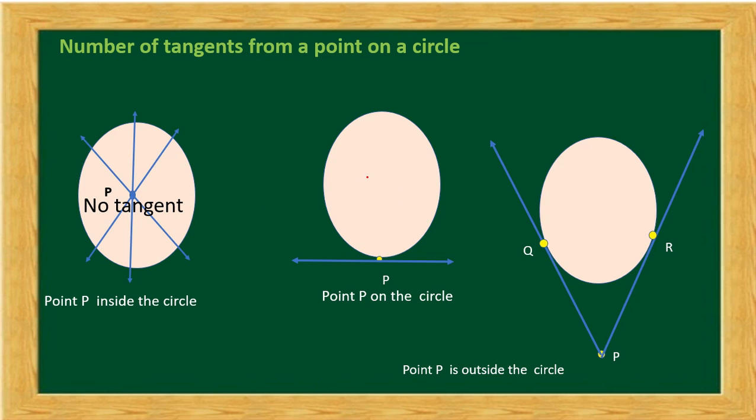Now let's talk about the second figure. Here a line is drawn and it touches the circle at a point only. So we get one tangent in this figure. Now in the third figure, when the point P is outside the circle, we get two tangents, PQ and PR. So we can say when the point is inside the circle, we get no tangent. When the point is on the boundary of the circle, we get one tangent. And when the point is outside the circle, we get only two tangents, not more than two.